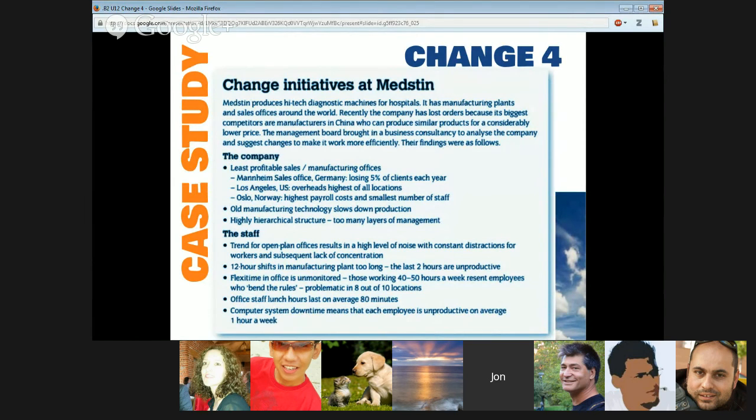Flexi time in office is unmonitored. Those working 40 to 50 hours a week resent employees who bend the rules. Problematic in 8 out of 10 locations.